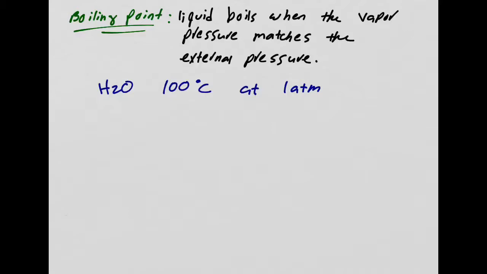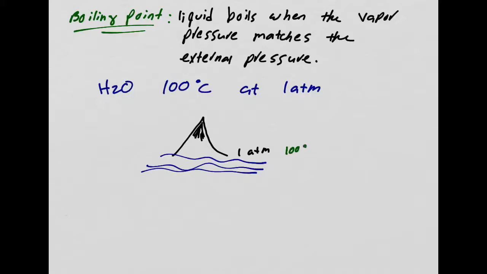At 1 atm. Alright, let me draw my mountain again. So here at the sea level, we have 1 atm. And this is my sea level. So what do you think? At 1 atm, at sea level, the boiling point of water is 100 degrees.